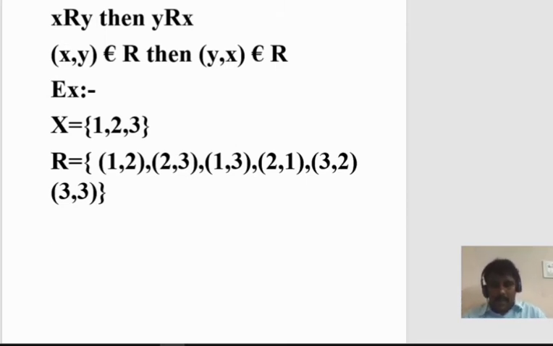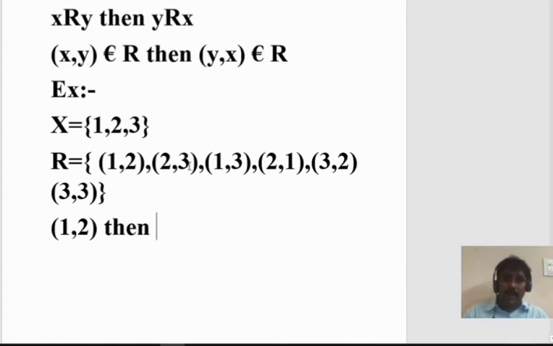Suppose I take the value (1, 2). If it is symmetric, then it must also have (2, 1) in the set R. Is (2, 1) present? (1, 2) is present, and the reverse of (1, 2), that is (2, 1), is also present. So it is symmetric.